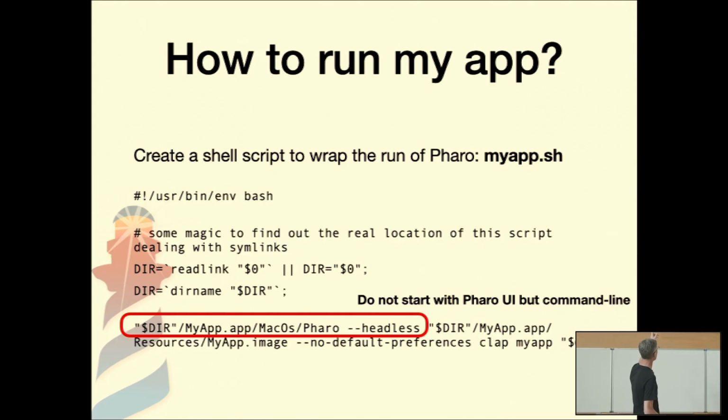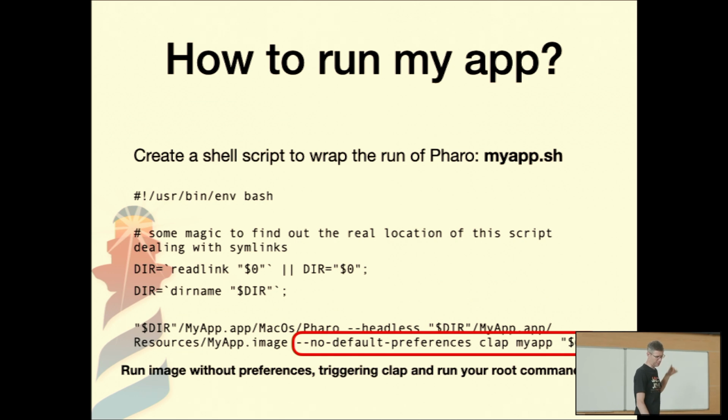So here what we do, we start the Pharo virtual machine in headless mode so that the UI does not pop up. We specify the image, and we want to run the image without preferences. And at the end, we just call the clap command line handler. And after that, the first parameter will be the command ID you want to run. So here it's put my app, but if I take the hello example, it will be what you put in the clap command spec ID. So it will be hello. Okay.